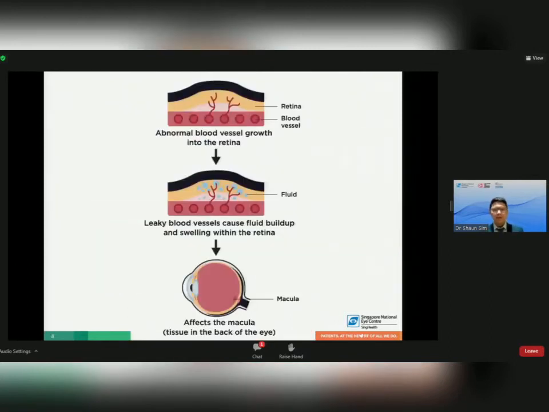So wet AMD is visually threatening, as I've already mentioned just now, and is a result of the growth of abnormal leaky vessels into the retina. And this causes an accumulation of fluid within the retina, which results in blurred vision.